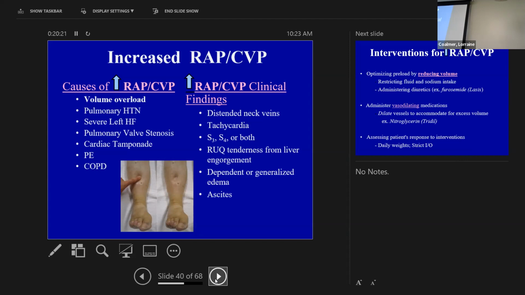Right? Pitting edema. Now, please don't do what a lot of people do. They look at them and go, oh, they don't have edema. You got to touch it because sometimes, even though they look very thin, you press and it's pitting, especially in the dependent areas. So make sure that you're really looking for that. They're going to have weight gain too.